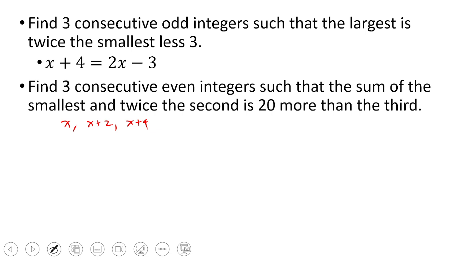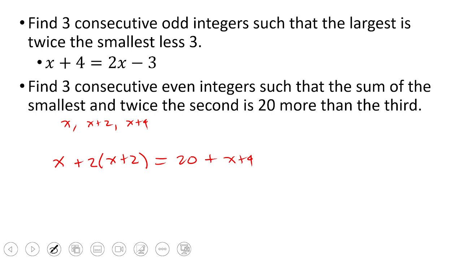All right, so the condition here: the sum of the smallest and twice the second is 20 more than the third. So the smallest, of course, is x. So the sum of x and twice the second is equal to 20 more than the third, which is x plus 4. So this is how we write the equation that matches the given in the problem.